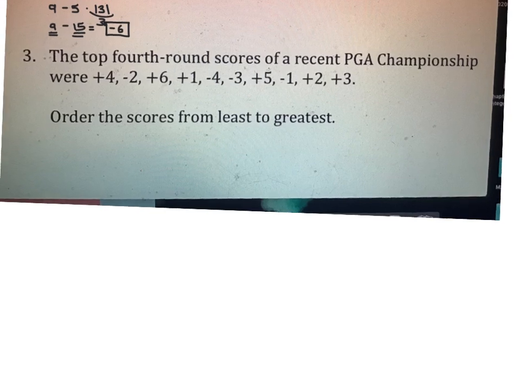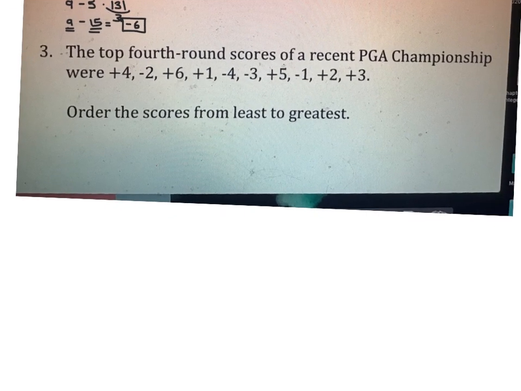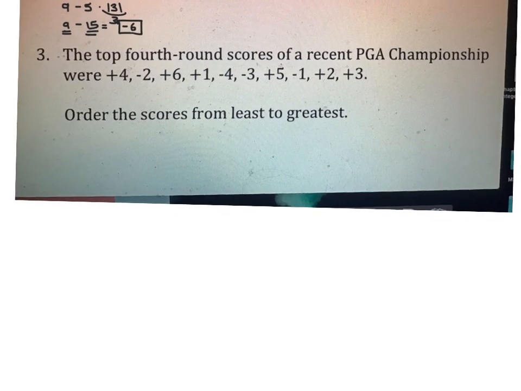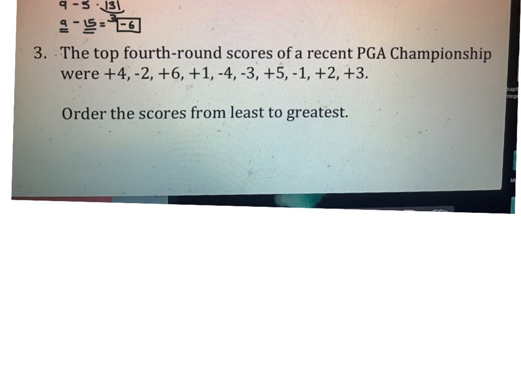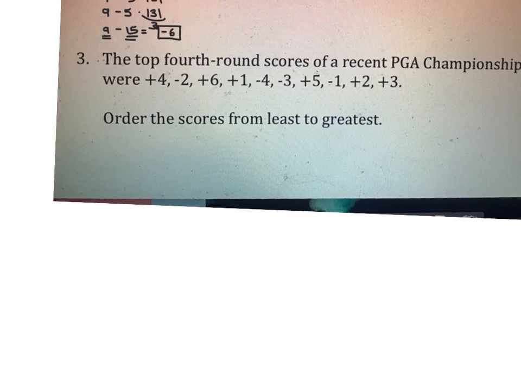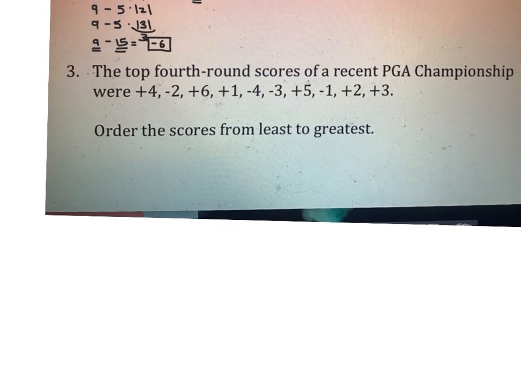Okay, last one. Number 3. The top 4th round scores of a recent PGA championship were positive 4, negative 2, 6, 1, negative 4, minus 3, plus 5, negative 2, plus 2, plus 3. Now notice that I said minus and negative for some numbers that had a negative sign in front of them. You can say minus or negative, that is the same thing. So it says order the scores from least to greatest.